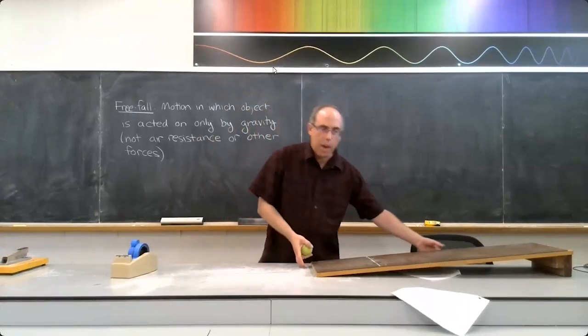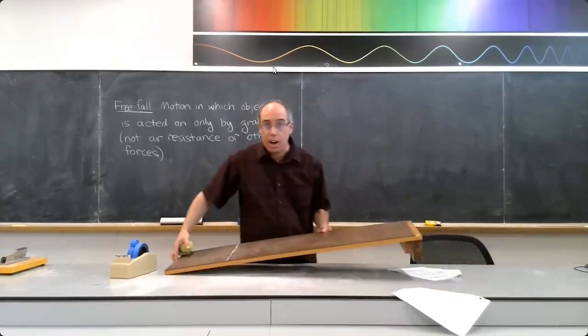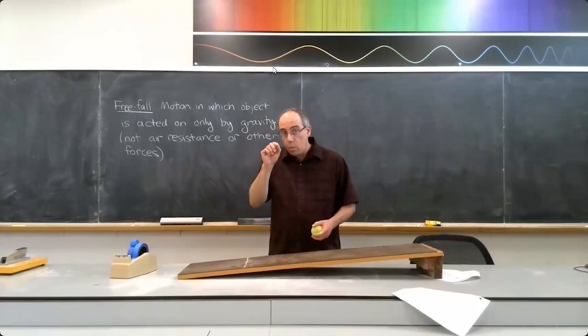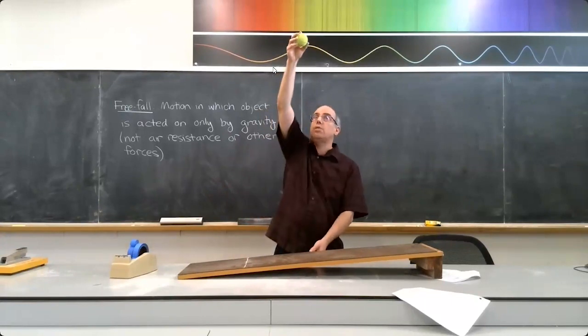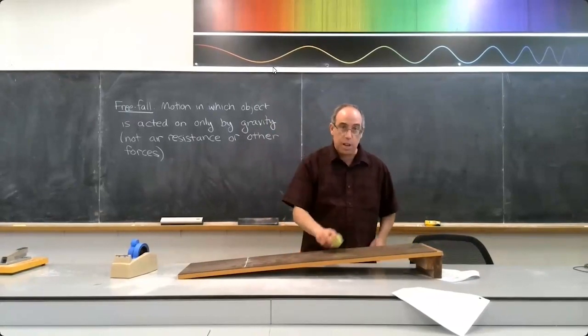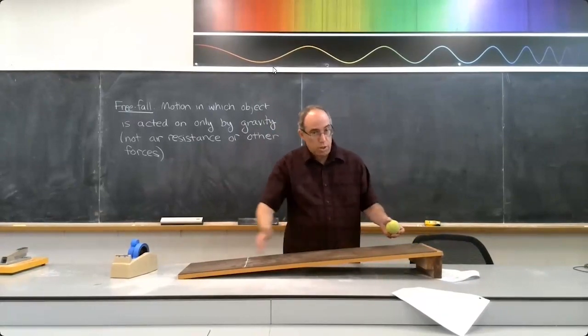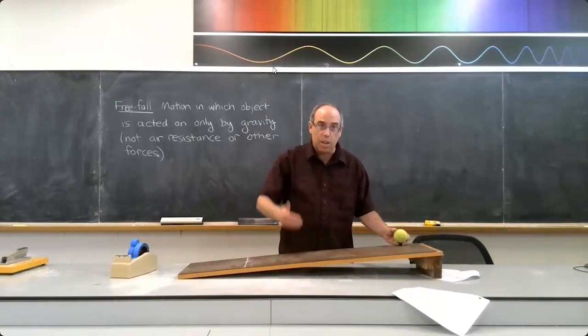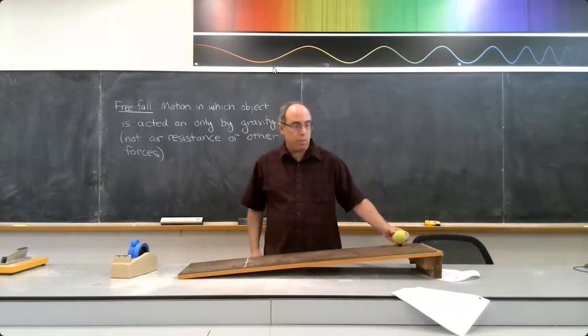However, there's a way where we can slow this down and actually get an idea of what's happening, right? What I can do is, instead of just dropping the tennis ball, I can roll the tennis ball down the ramp. And if I roll the tennis ball down this ramp, hopefully that will slow things down enough that we can kind of get an idea of what's happening.